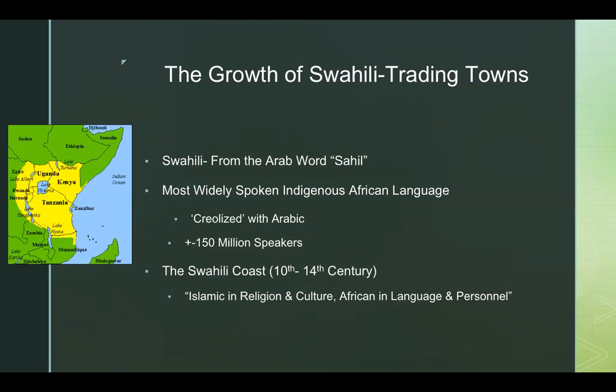What do you think? You think people just exist without a language of their own? It's such an absurd thing to add there, right? What were you expecting? Anyway, I don't want to dwell on that too much, but that's a report about Zanzibar as well, which is also written Zanzibar because of that Zanj that we said earlier. So that's a little bit about the growth of the Swahili trading towns.